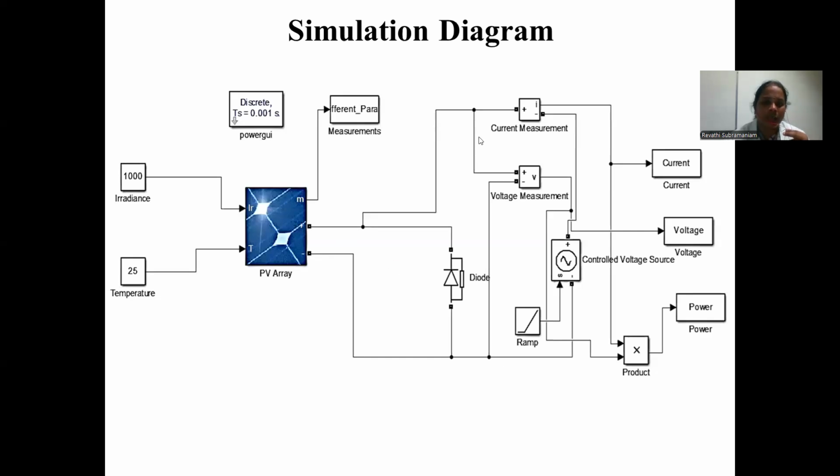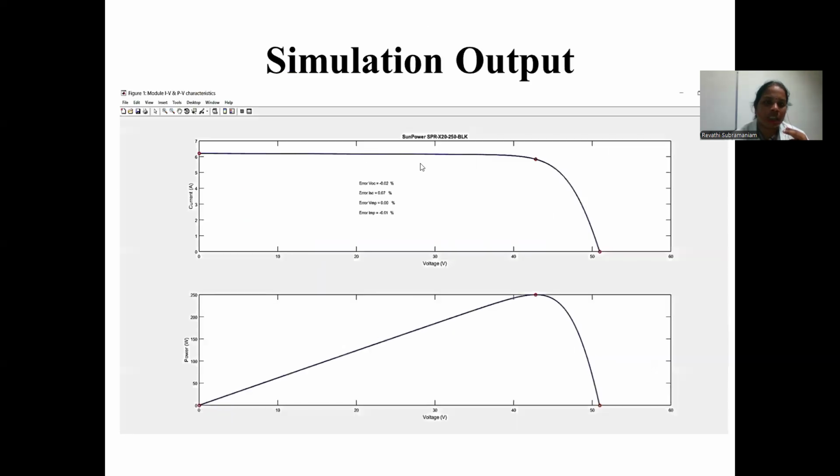and it is given in parallel to the voltage measurement block, which acts as a voltmeter, and the current ammeter is connected in series, that is, the current measurement block is connected in series. And I have taken the output voltage, current and the power, the product of voltage and current gives the power. So the final output will be like this. So this gives the voltage and current versus power. So this can be executed in the MATLAB window.